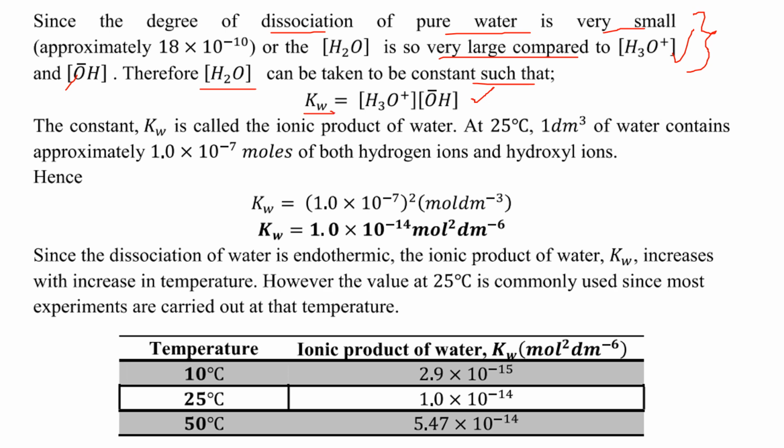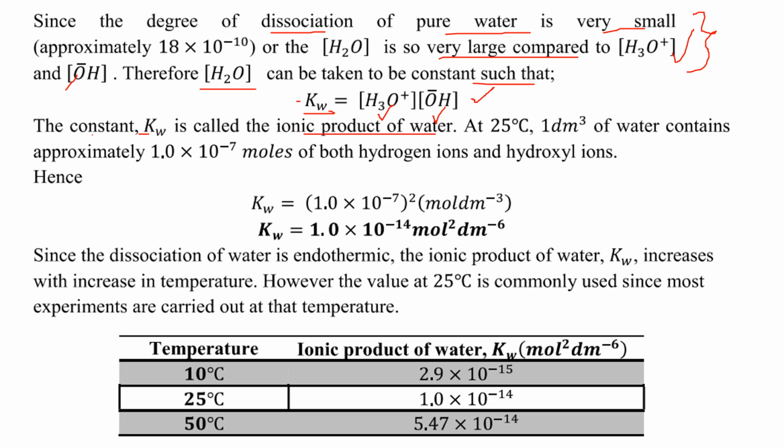The W is for water, the K is for ionization constant, as the molar concentration of the hydroxonium ions multiplied by the molar concentration of the hydroxide ions. Now here we're saying that the constant Kw is called the ionic product of water, or ionization constant of water.